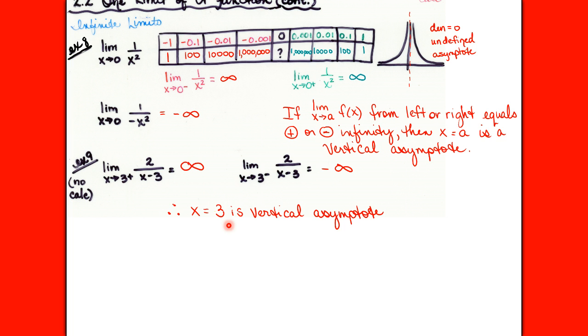I also could have used this other piece, that because I approached 3 from the left and got negative infinity, that also would have meant that x equals 3 is a vertical asymptote. Either one of those, I don't need both, just one or the other.